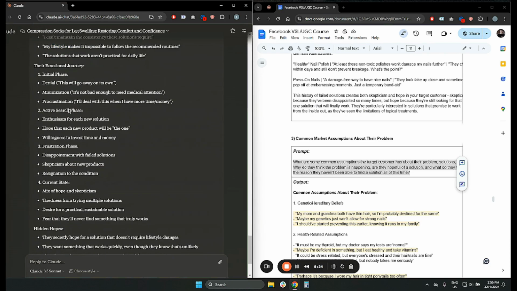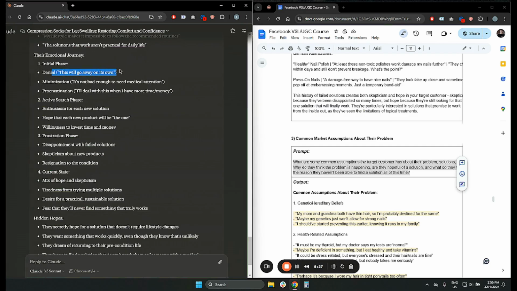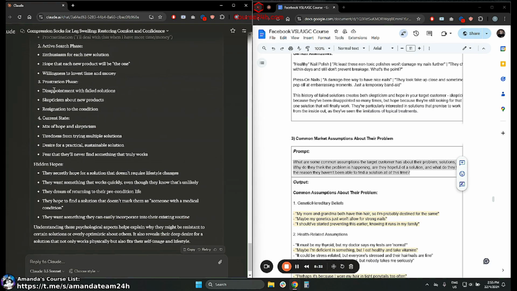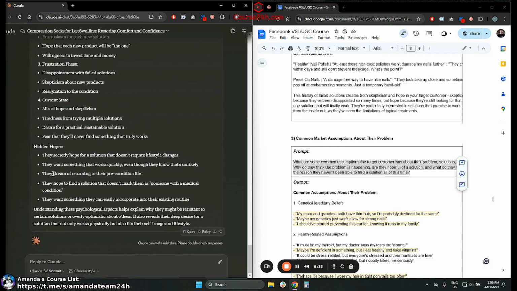And the emotional journey they have. So at first they're in denial. Then they search for a solution. Then the frustration or disappointment, the current state they're in, and hidden hopes they have.